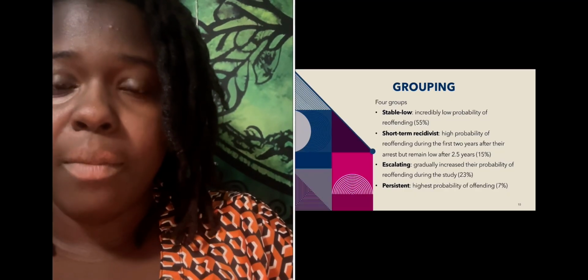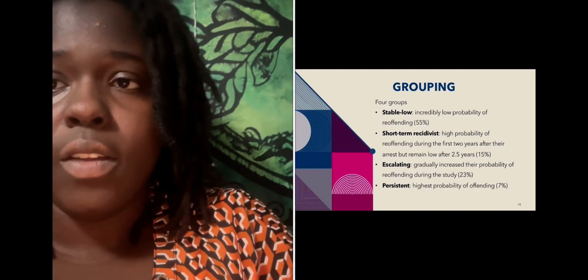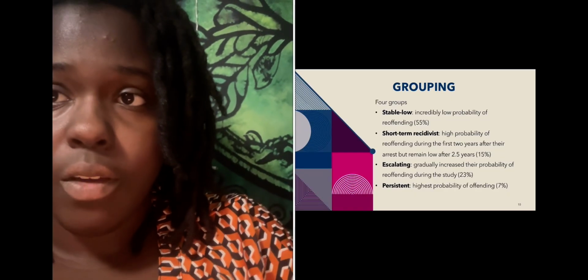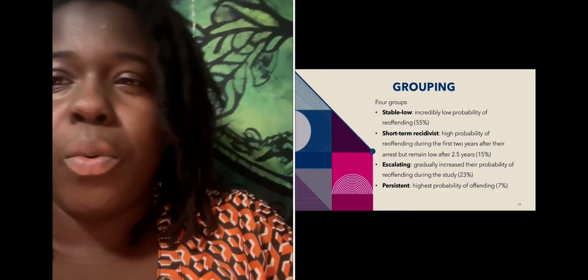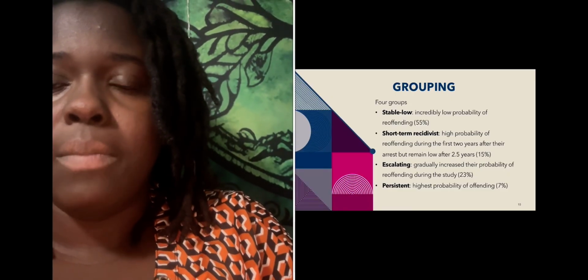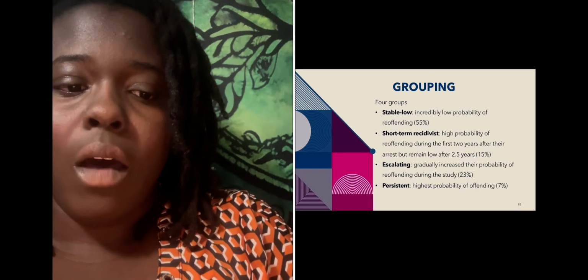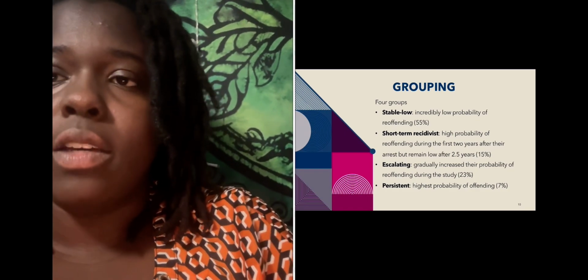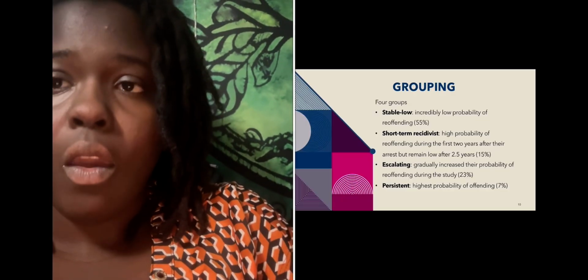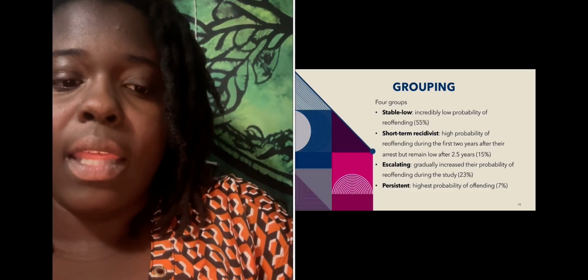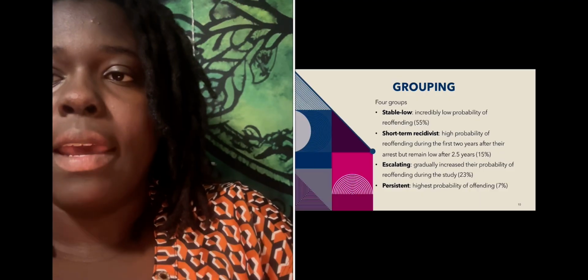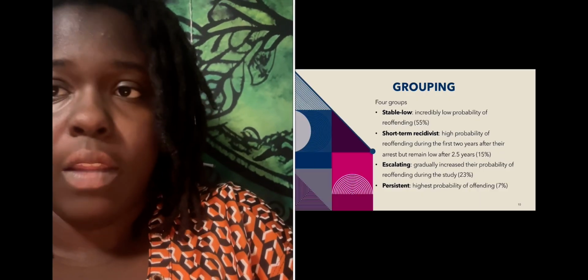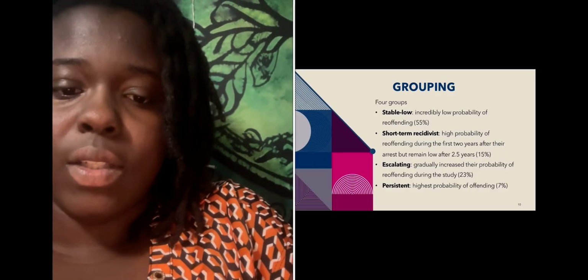You have short-term recidivism. They had a high probability of reoffending during the first 2 years after their arrest, but after 2.5 years, that probability began to decline. You have the escalating, which means that their probability gradually increased over time. And then for the persistent, they had a high probability of reoffending throughout the study, and this was only 7%.